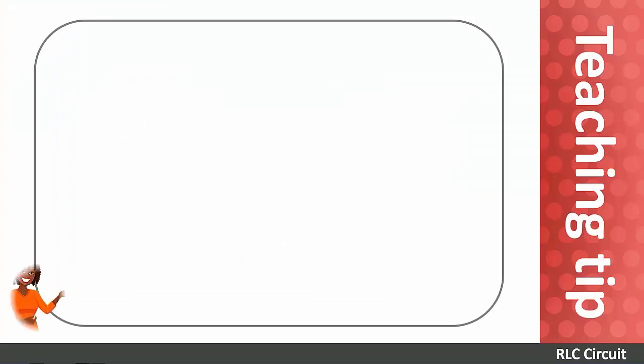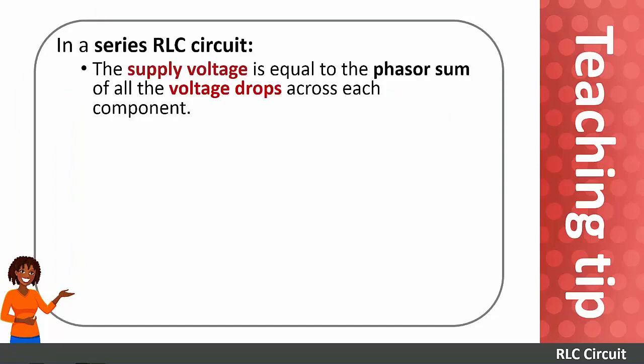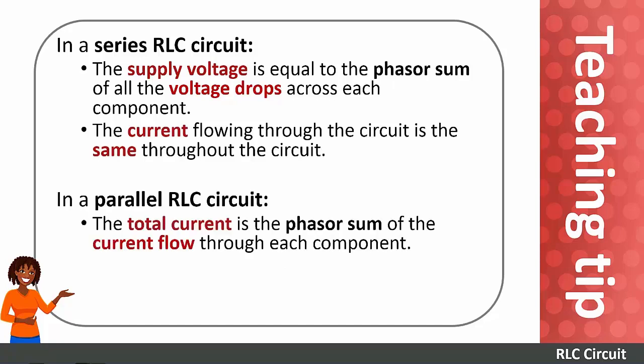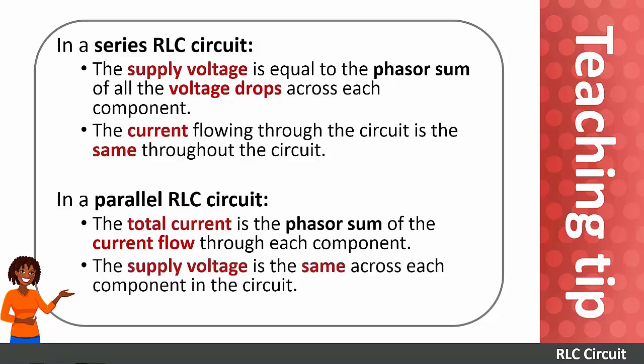Please note the following. In a series RLC circuit, the supply voltage is equal to the phasor sum of all the voltage drops across each component. The current flowing through the circuit is the same throughout the circuit. In a parallel RLC circuit, the total current is the phasor sum of the current flow through each component. The supply voltage is the same across each component in the circuit.